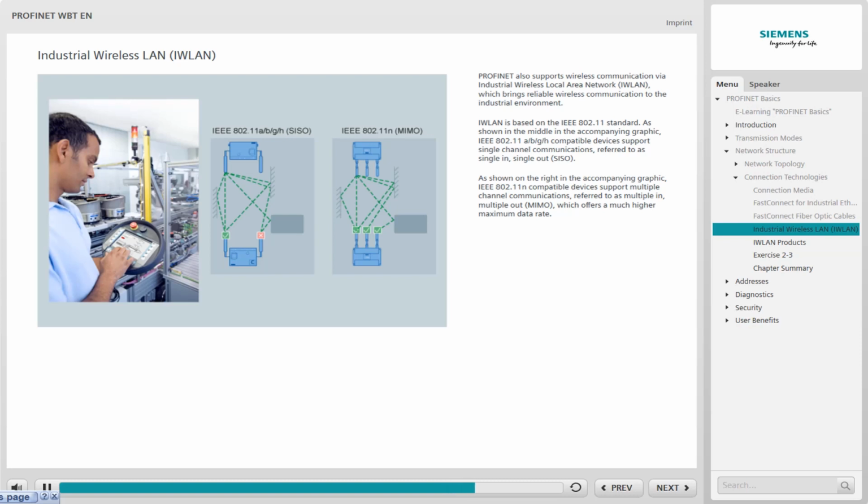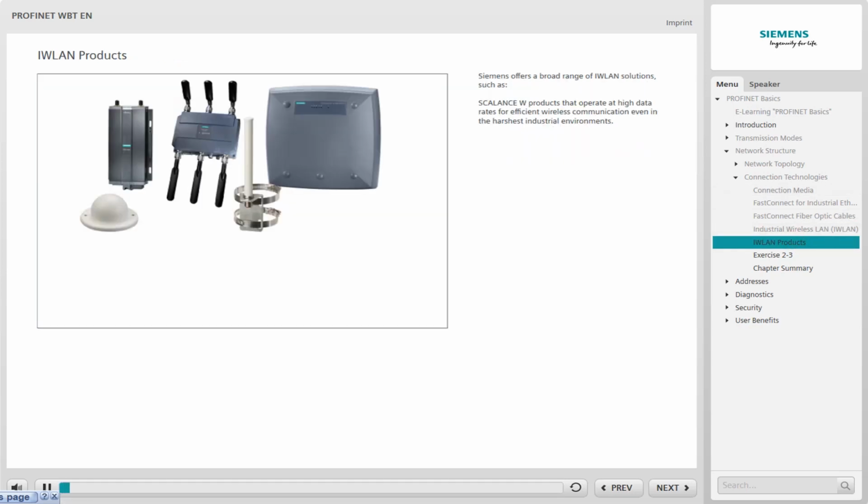IWLAN communication is often used in applications where equipment is in motion or where people need to use mobile devices. However, IWLAN is also used where it is too difficult or expensive to run cables. Siemens offers a broad range of IWLAN solutions. Some examples of these solutions are as follows.